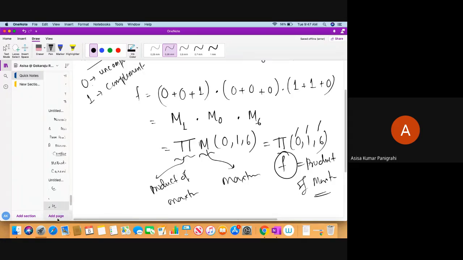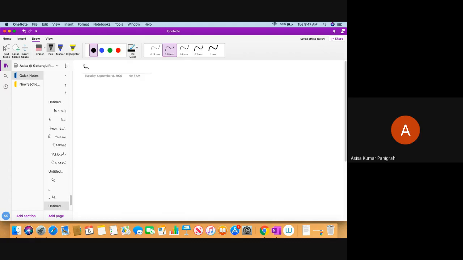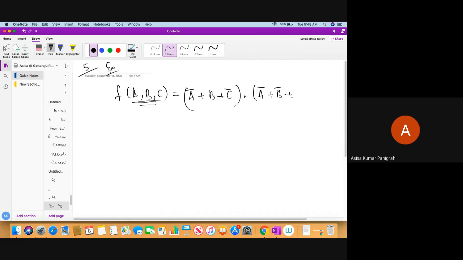I will do one more example so that we can move to the next part. Let's say example number 5 here. Let's say the function is given to you, which is actually f of a, b, c. A function built up of only 3 variables a, b, c. It takes literals a bar and a, b bar and b, c bar and c, but it will be built up of only these 3 variables. So let's say a bar or b or c bar, and a bar or b bar or c bar, and a or b or c. Let's say this function is like this.